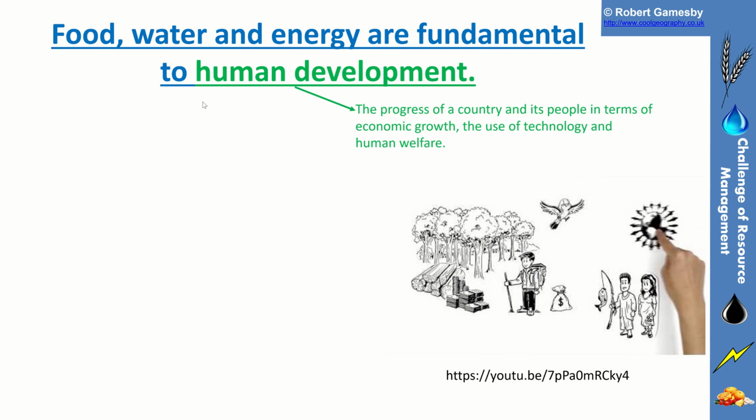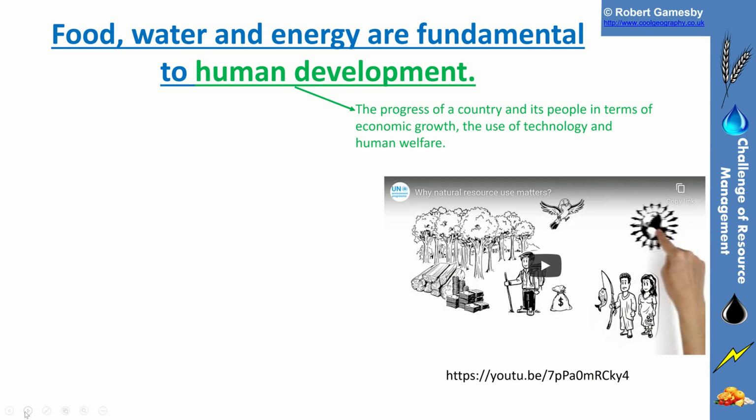Today's lesson is on food, water and energy being fundamental to human development. Don't forget, human development is the progress of a country and its people in terms of economic growth, how we use technology, and our approach to human welfare, the well-being of the citizens. The other word that you might find a little bit tricky is fundamental, which means really, really important.